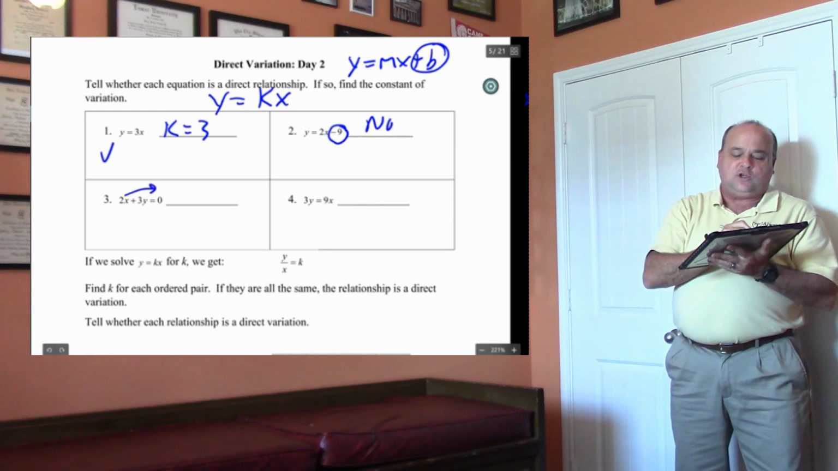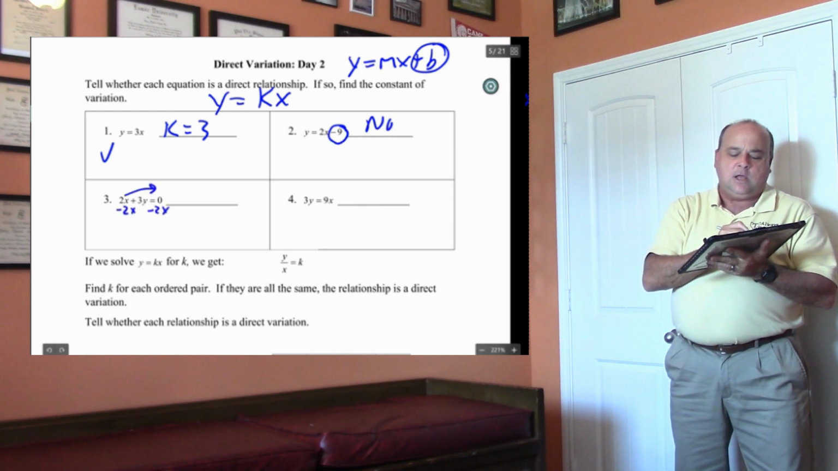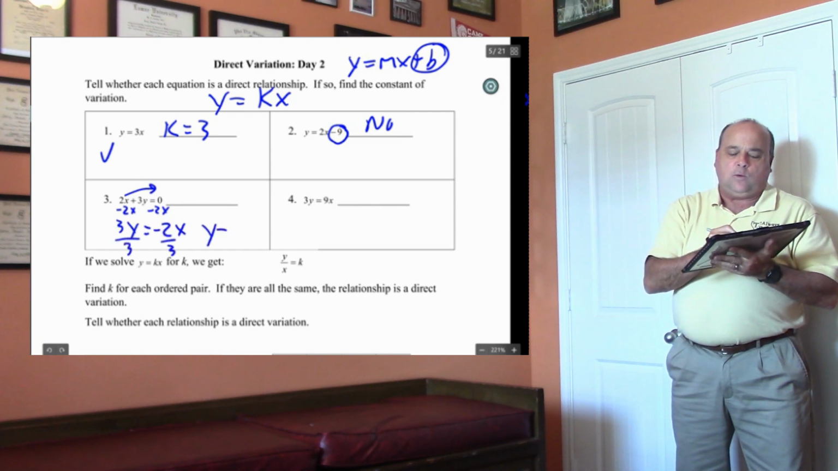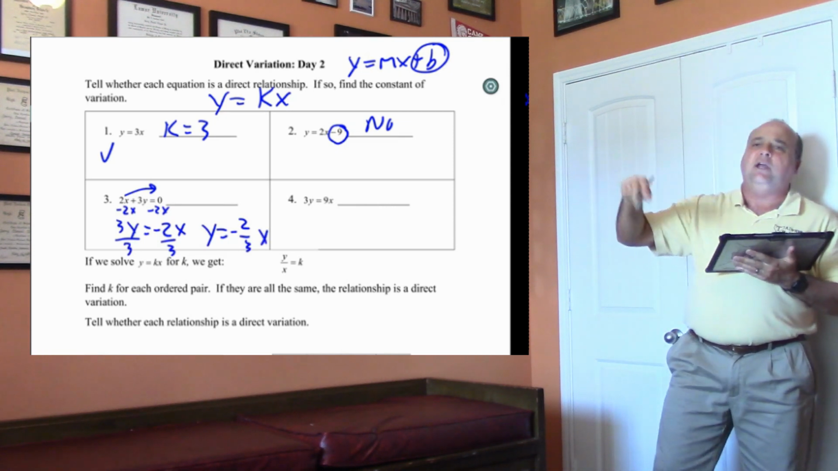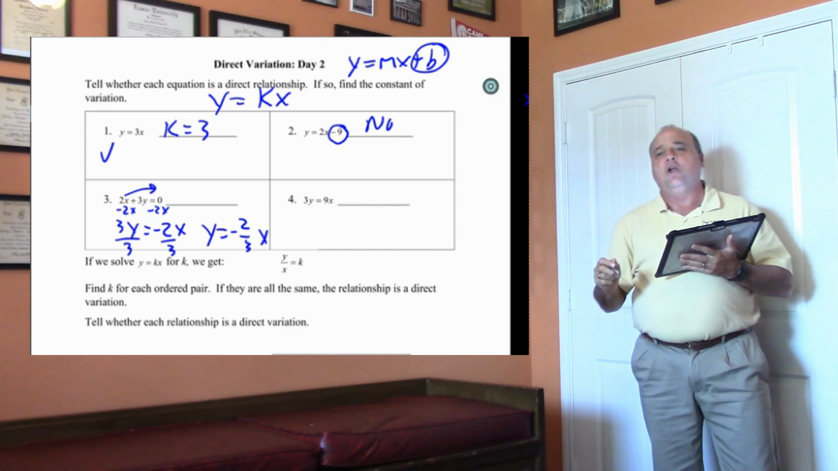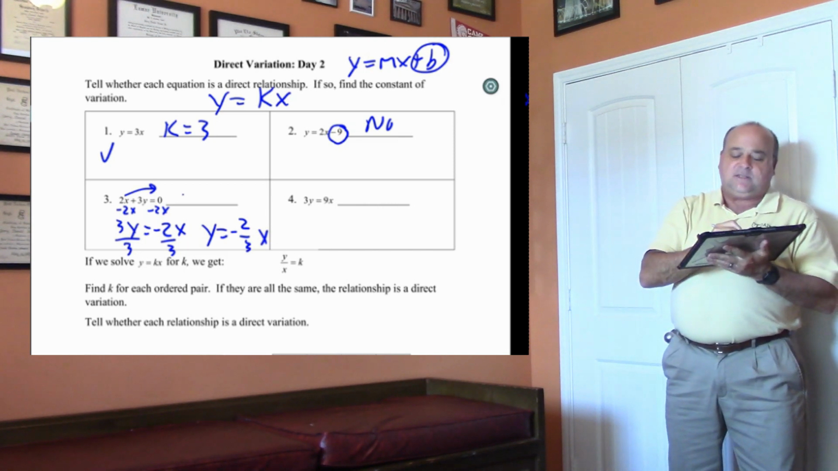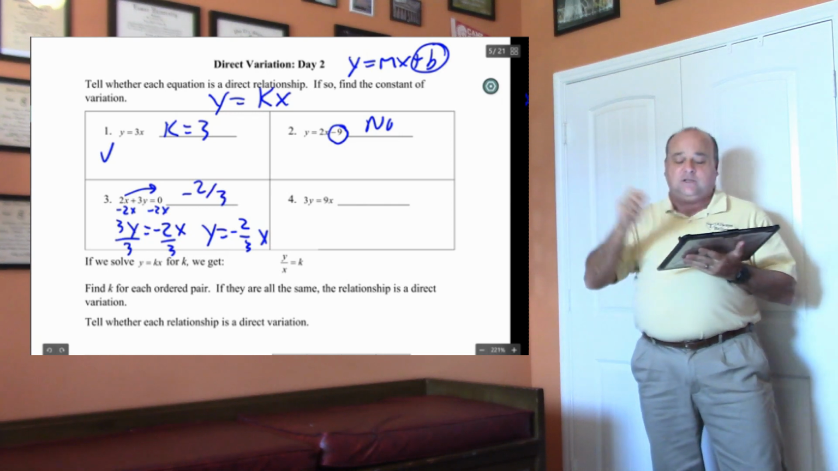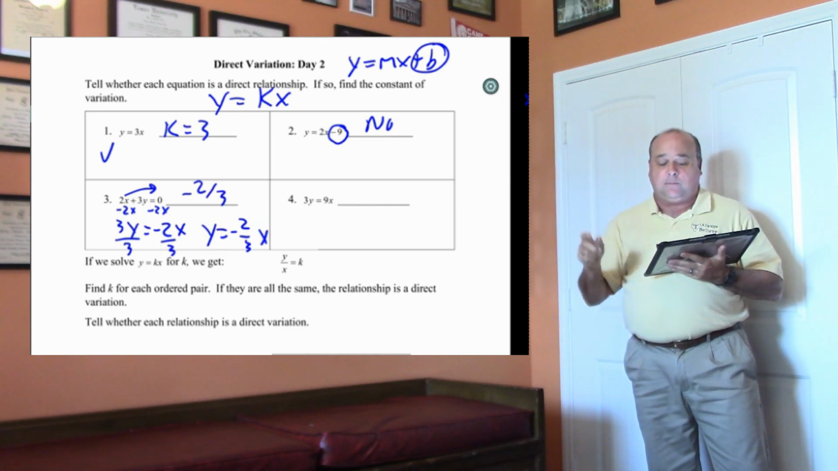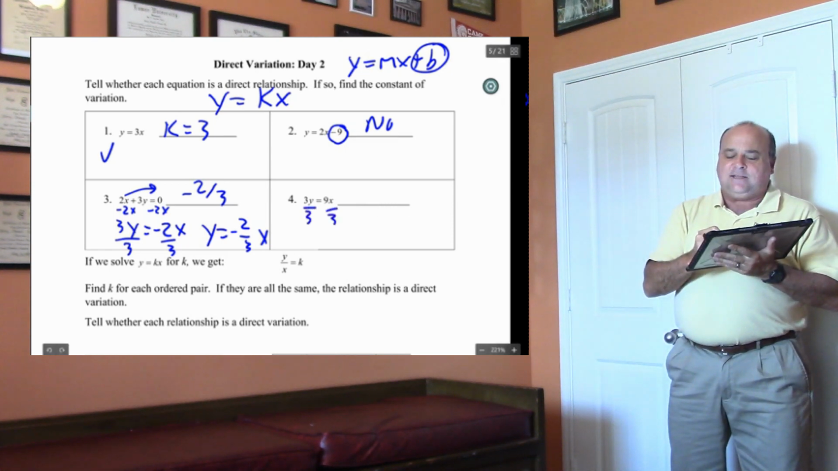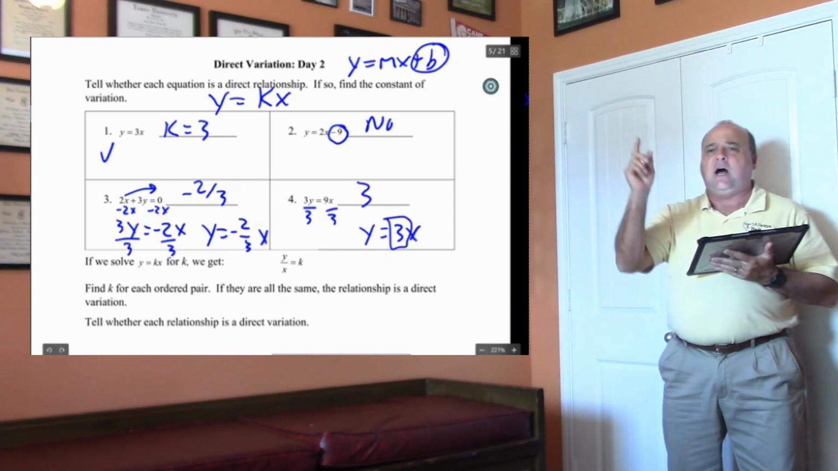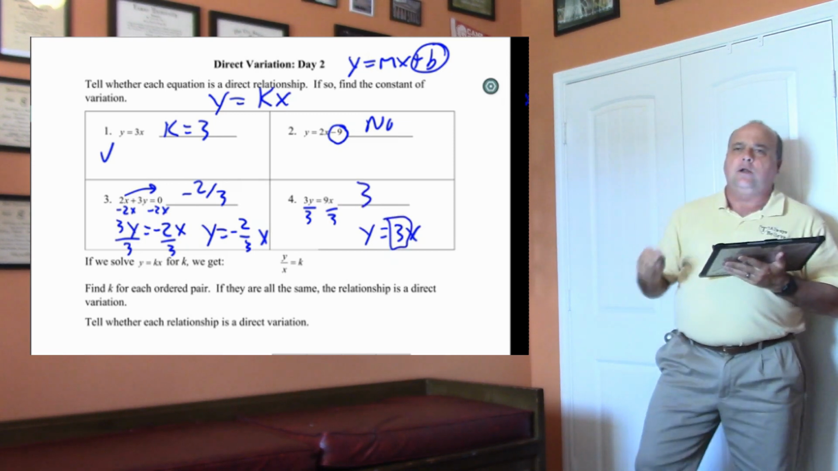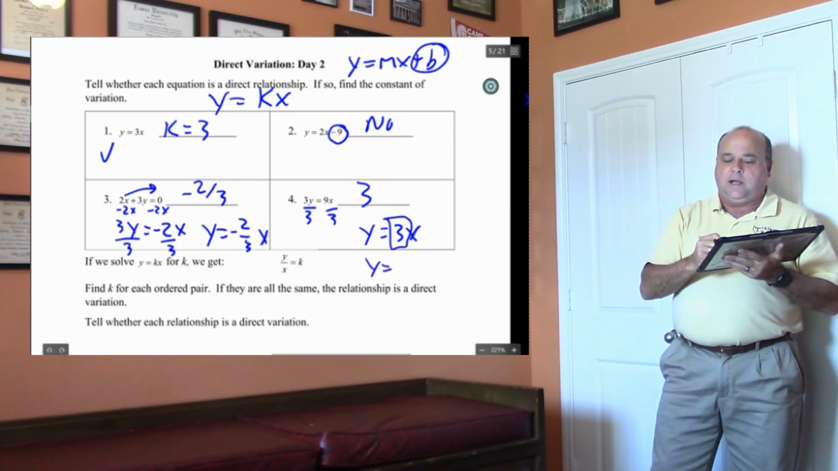On the next one, move over the 2x. So we're going to subtract 2x. We're going to get 3y = -2x. Divide by 3. And we would get y = -2/3 x, right? The -2/3 is called the constant of variation or the constant of proportionality. So this does have direct variation because there's no starting number or no y-intercept. On the next one, to get the y by itself, I'm going to divide by 3. I'll end up with y = 3x. The 3 is my constant of variation or my constant of proportionality, or it's the letter k, right?